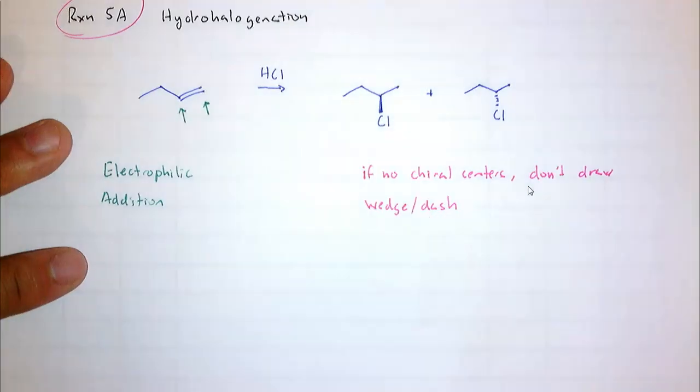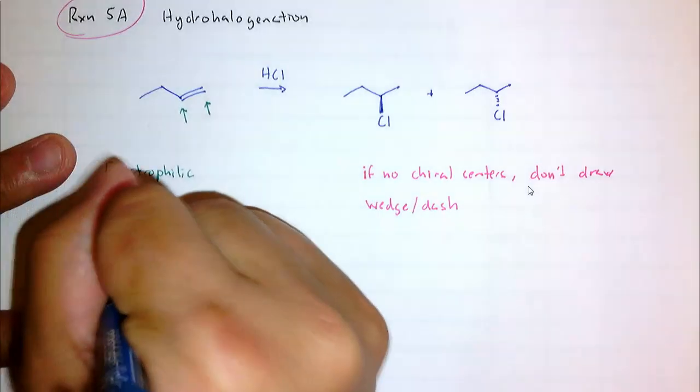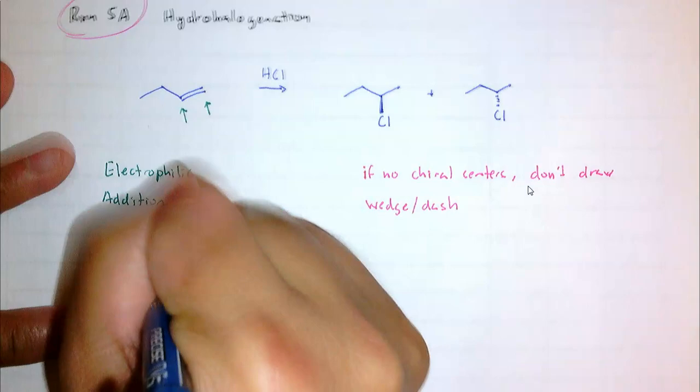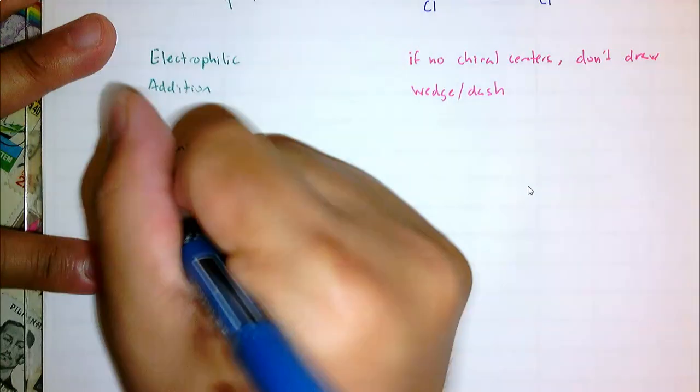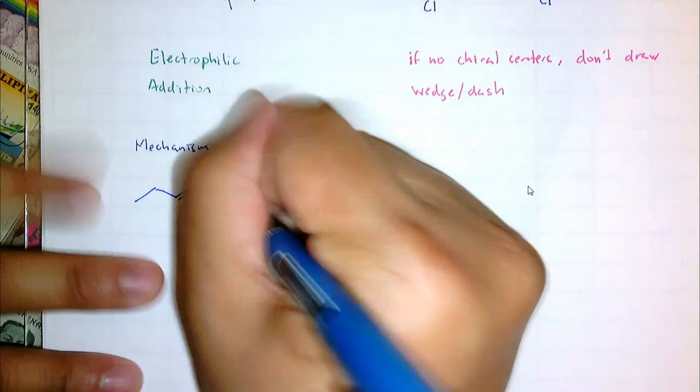Now, I'll go over the mechanism. I was going to skip that, but let me just review that. We have a double bond plus HCl.